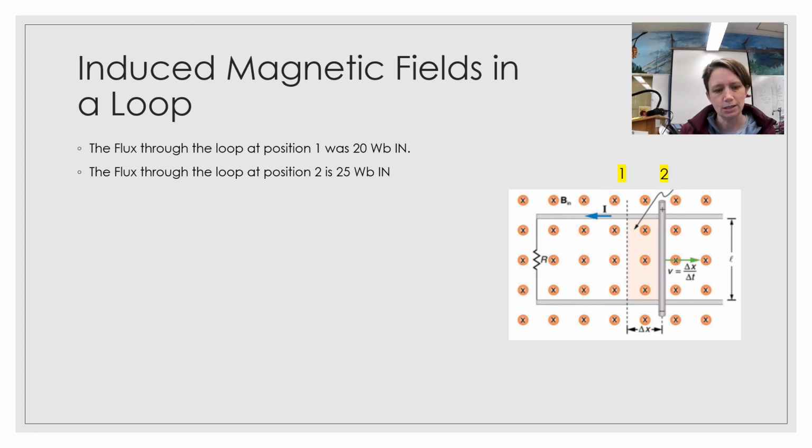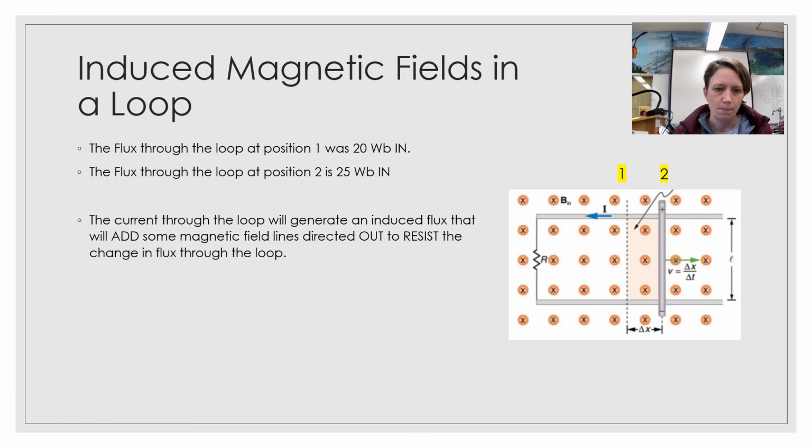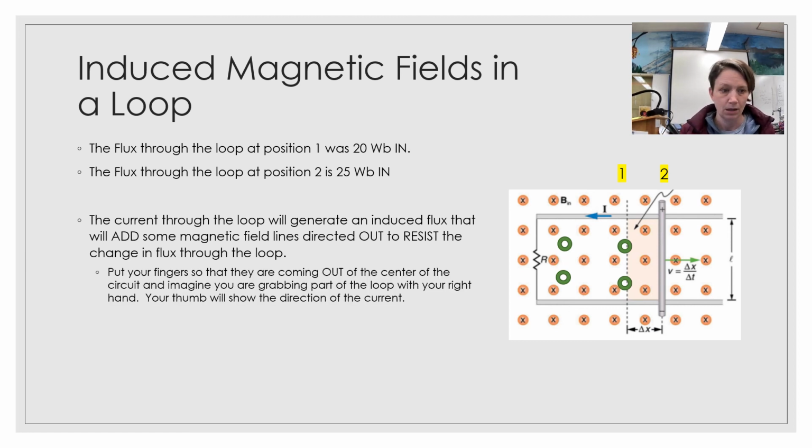But the direction is a little bit trickier. You've got to think about what's happening. We are adding more flux in as we get bigger. Therefore, the induced field by Lenz's law has to cancel this out. So the induced field from the current in this wire that we're going to create must be out of the plane of the page to cancel out the extra ins that we got when we got bigger.